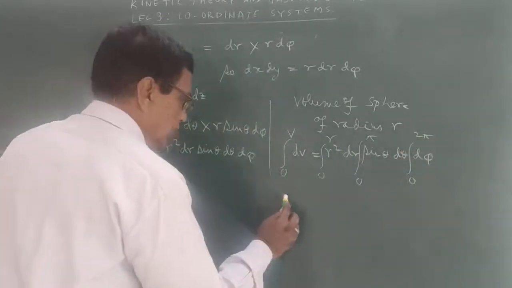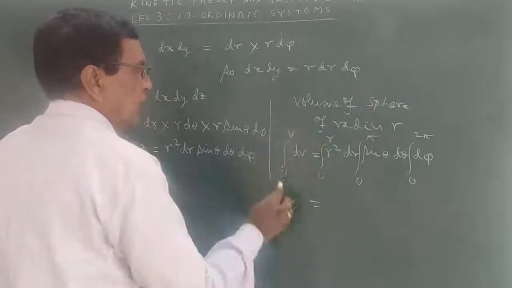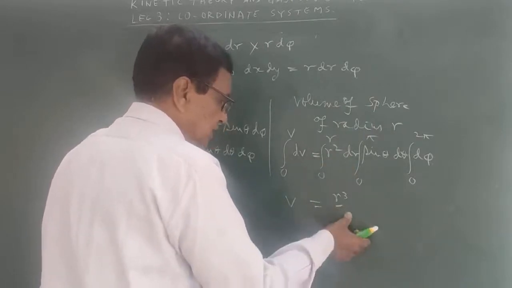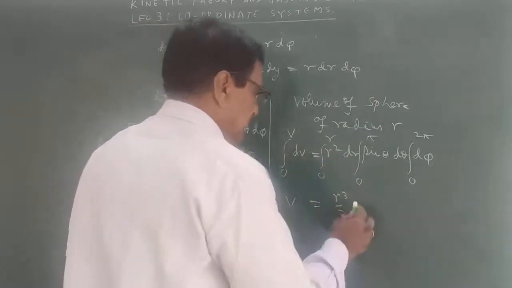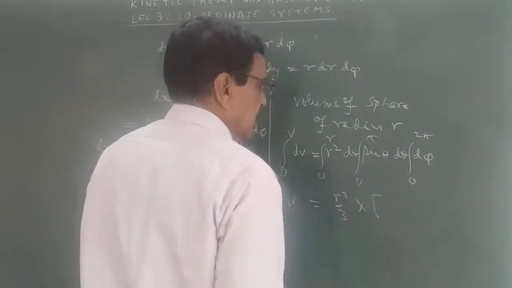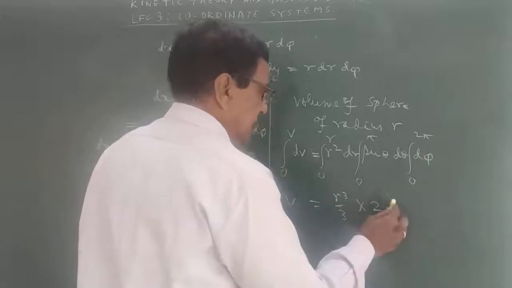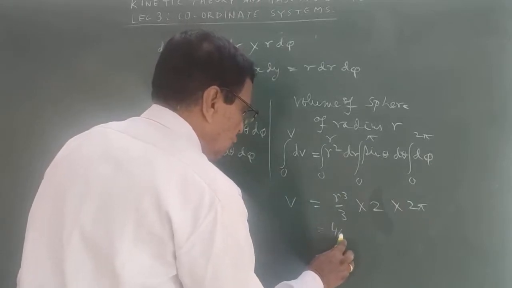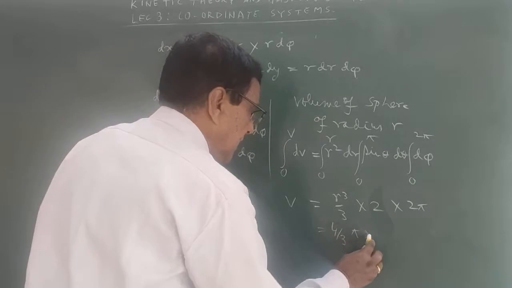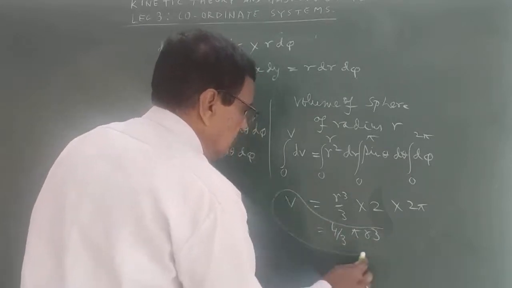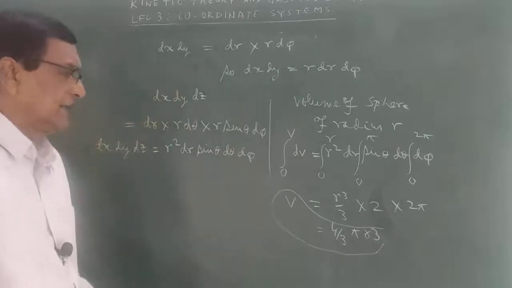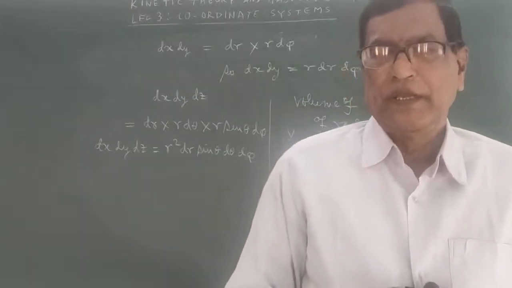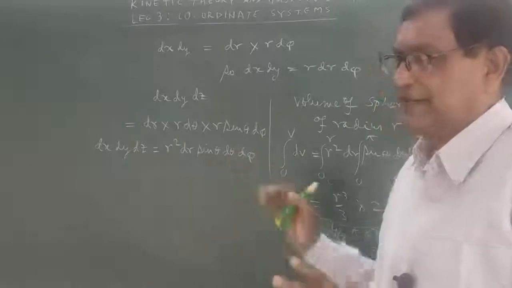So V, the volume of the sphere, is equal to r cube by 3. Putting in the limits, the theta integral gives 2, and the phi integral gives twice pi. So this is equal to 4 by 3 pi r cube. This is the volume of the sphere. So you can use this formula to calculate the volume of a sphere from these relations.